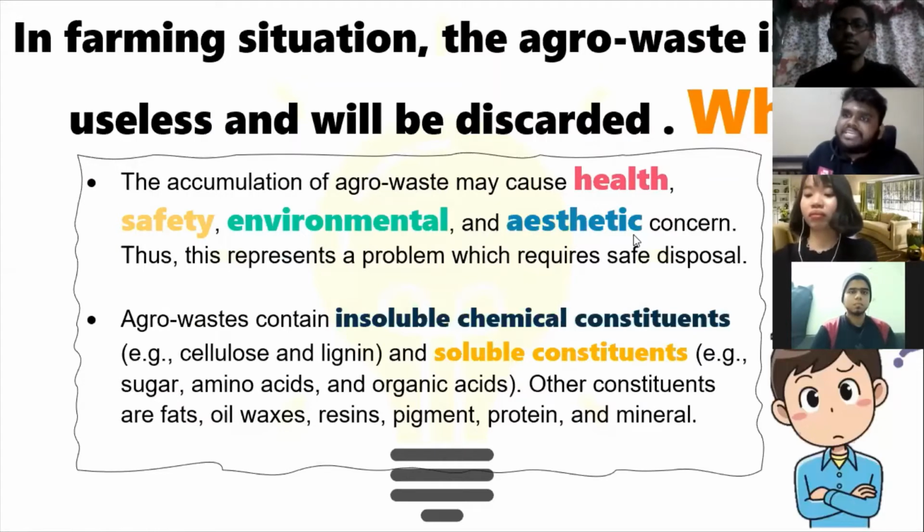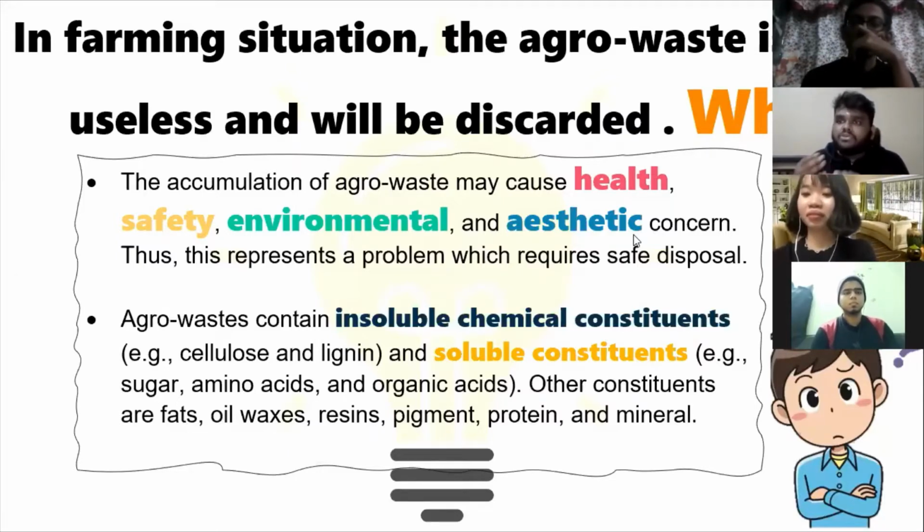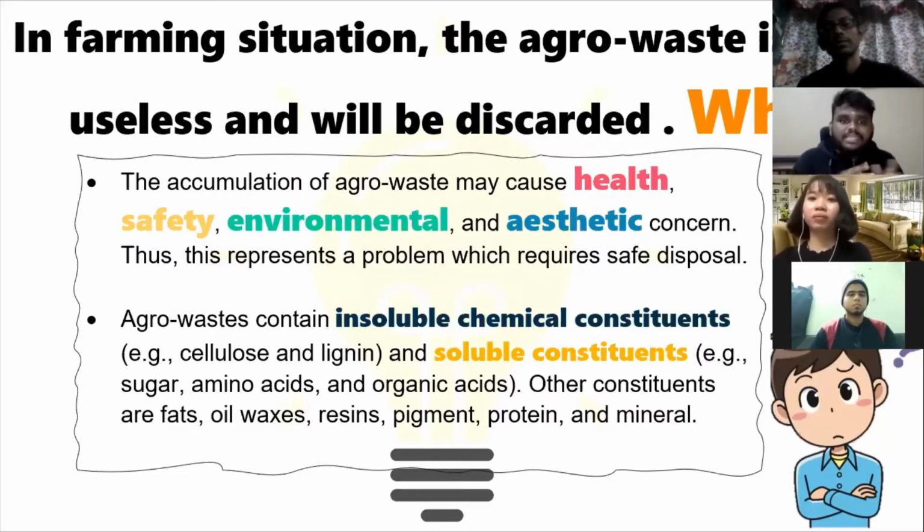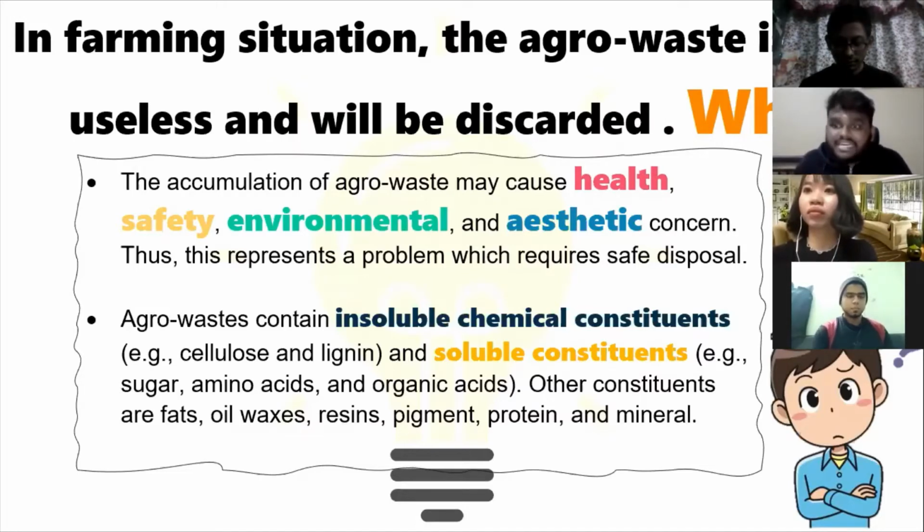All right, so here we go. Next we have to know why, in a farming situation, agro waste is often considered useless and discarded. For paper and bottles, we reuse and recycle them, with the 3Rs. But when it comes to farming, why do the crops that we don't use become useless and get discarded? Because the accumulation of agro waste may cause health, safety, environmental, and aesthetic concerns. So it represents a problem which requires safe disposal.